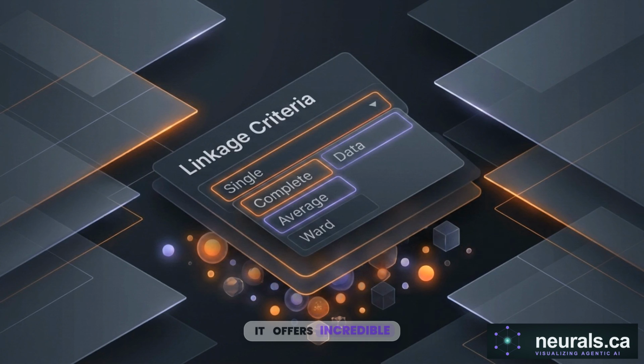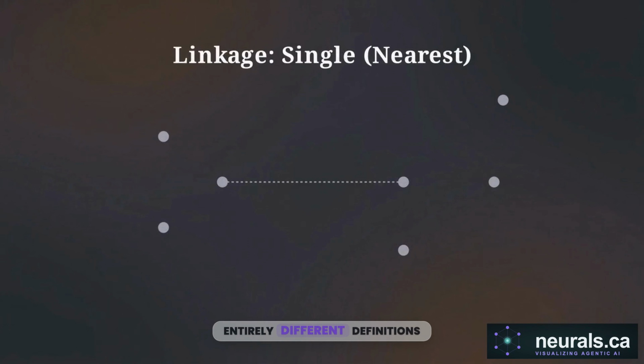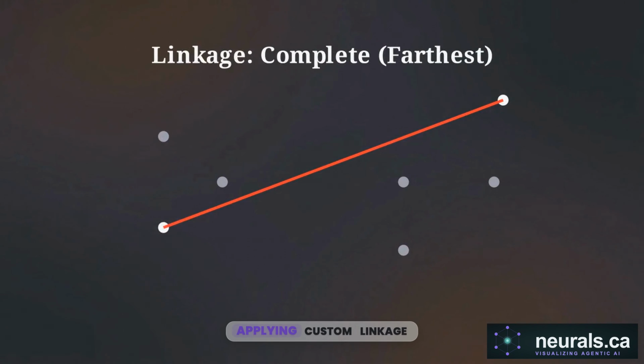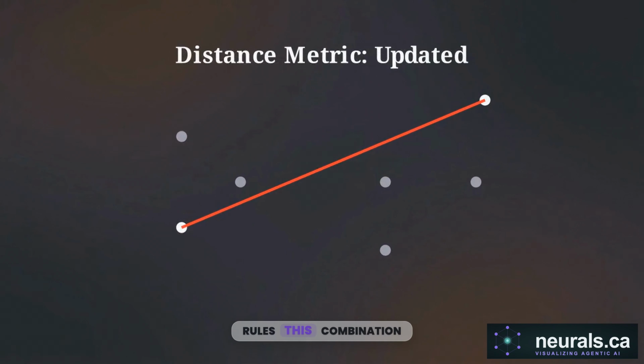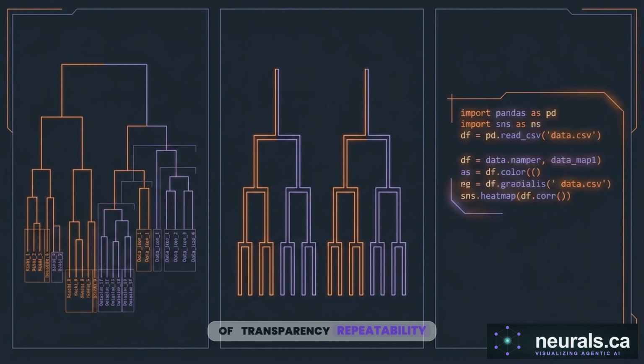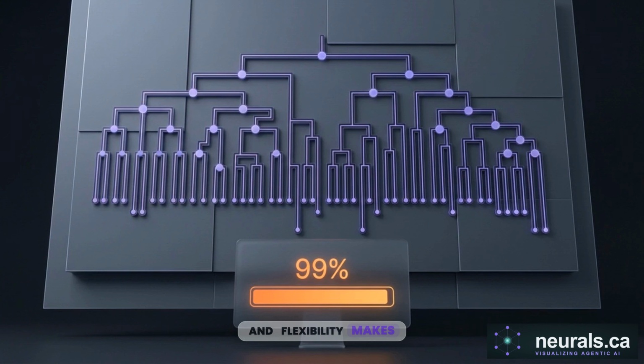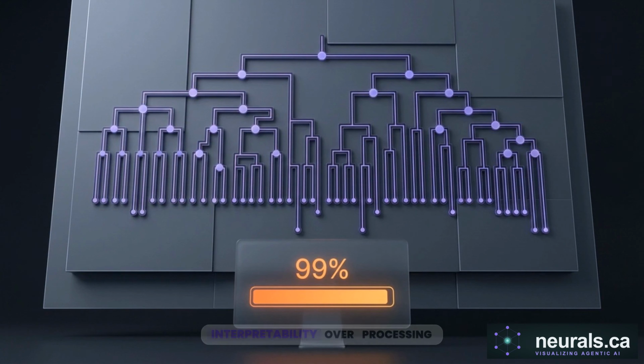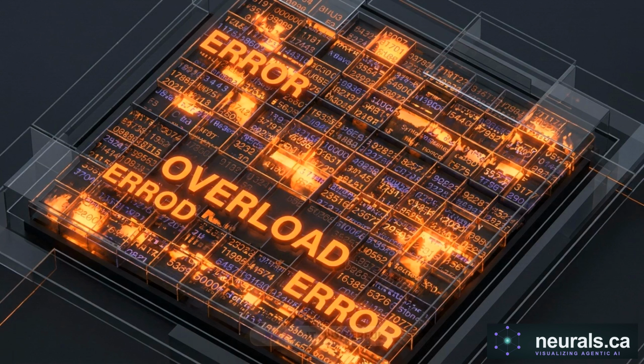Finally, it offers incredible mathematical flexibility. You can adapt the algorithm to use entirely different definitions of distance by applying custom linkage rules. This combination of transparency, repeatability, and flexibility makes hierarchical clustering uniquely suited for projects that prioritize structural interpretability over processing speed. But the exact mechanics that make it powerful also create its breaking point.